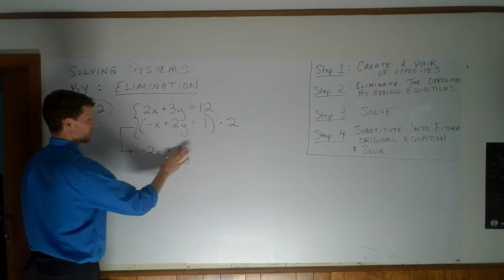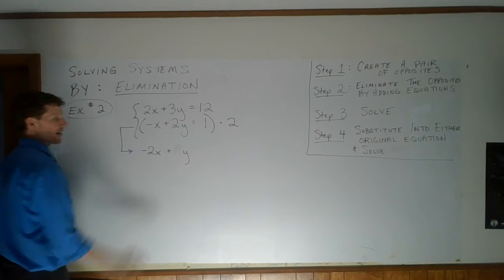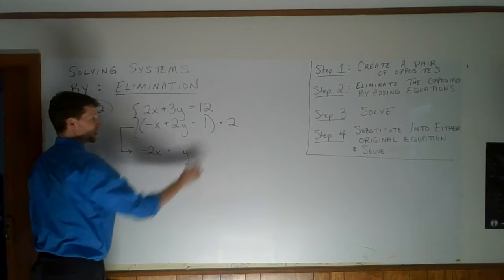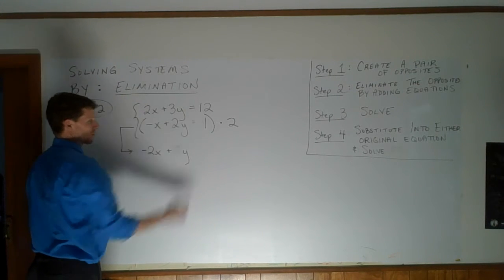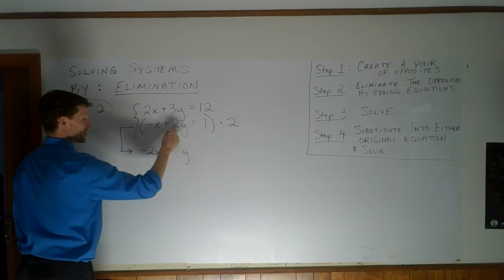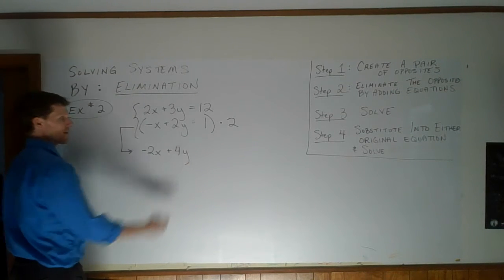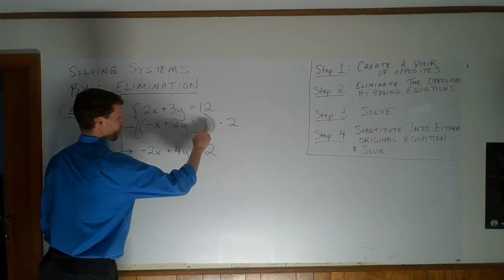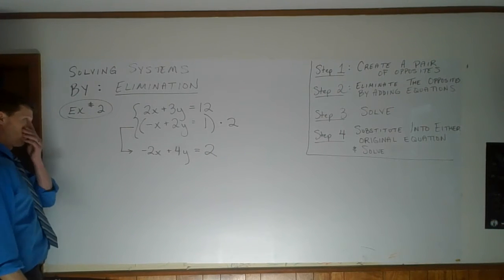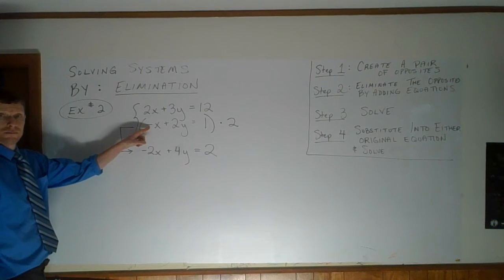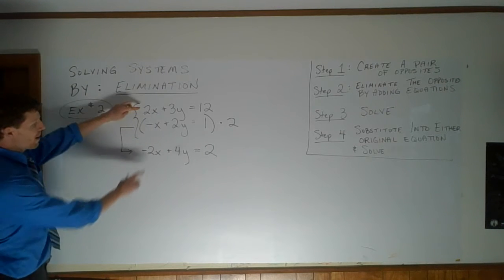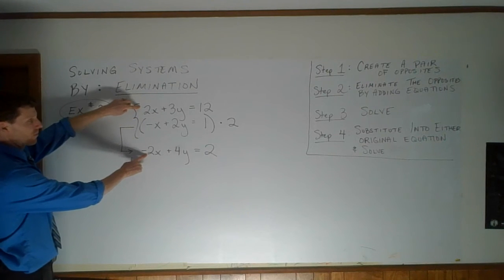Nope. I almost made a mistake there. This multiplication has to go by each of the 3 parts. So this 2 has to get multiplied by this 2. So that's a 4y. And 1 times 2 is 2. So I took this equation. To create a pair of opposites, I multiplied it by 2.